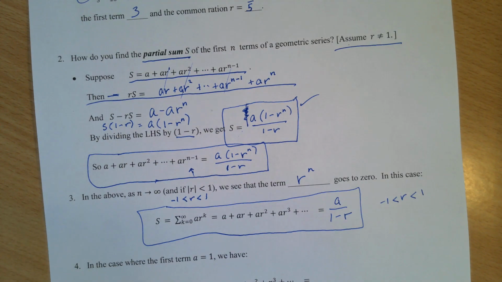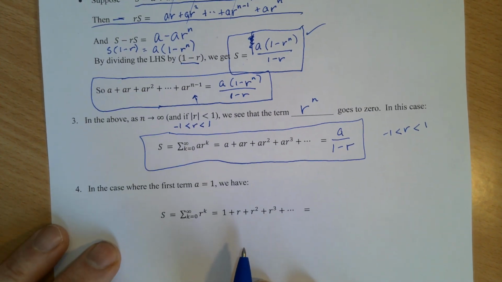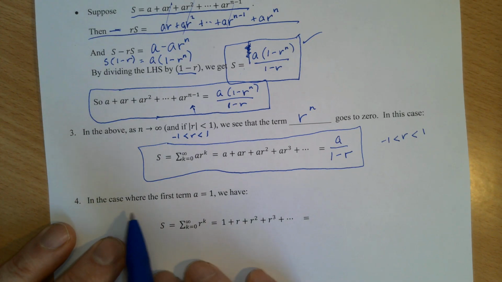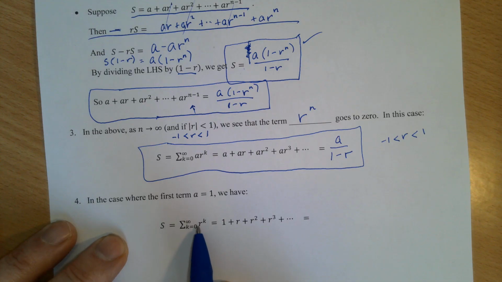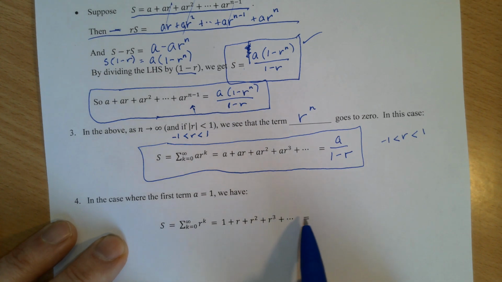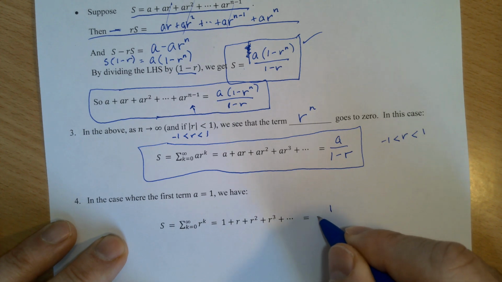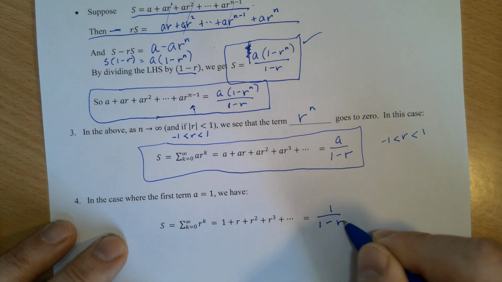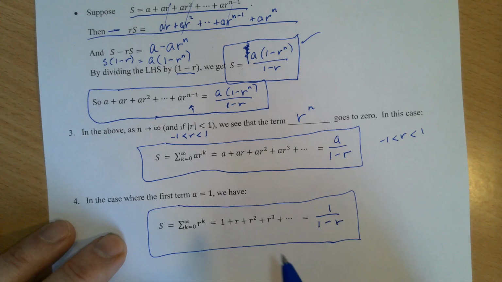That's a beautiful formula. And suppose that this first term is a 1. Let's go to the last thing here. In this special case where the first term is 1, what would we have? Well, there wouldn't be an a, because a is just 1. We'd have S equal to 1 plus r, the common ratio, plus r squared, plus r to the third, plus r to the fourth, forever. It's just the special case when the first term in the series is 1.